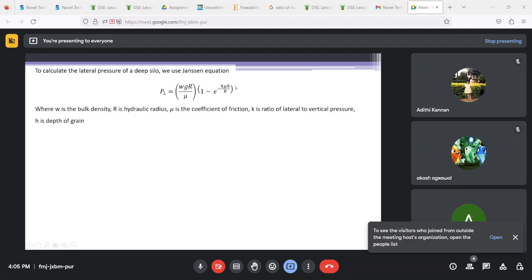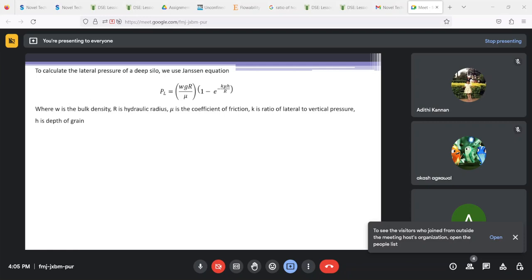It is not the height of the silo, it is the height of the grain. So you will not fill your silo entirely up to 20 meters. You will have some head space also. So your H here is the depth of the grain and not the depth of the silo. So H is depth of the grain divided by R, which is again the hydraulic radius. So this is known as Janssen equation, which is followed when you are dealing with a deep silo and you have frictional effects also coming in.